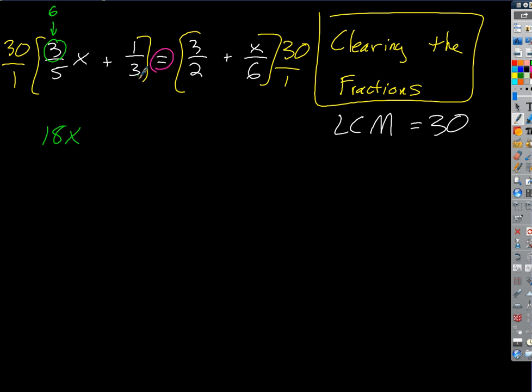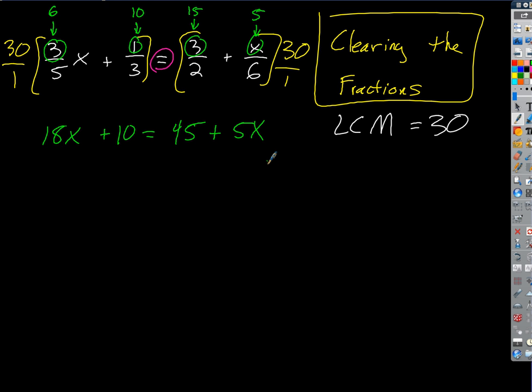30 over 3 is 10. Times the numerator, 10 times 1, 10. Over here, 30 over 2 times 3, 45. There you go. And then finally 30 over 6 is 5, and then times x is just 5x. And I'm not even going to bother going any further from there. Now, that's easy, right? From there we end up with a pretty simple problem to do.